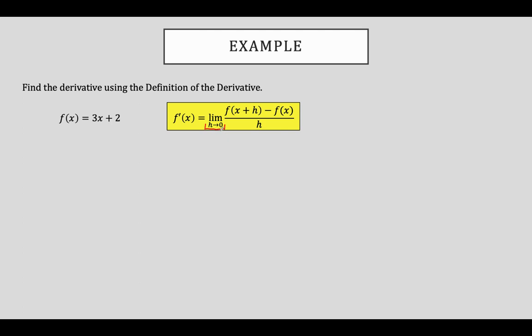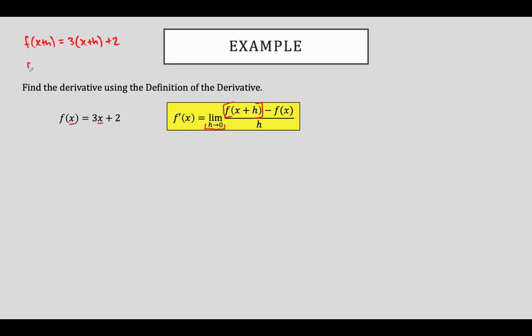We have the limit as h approaches 0 of f of x plus h. Well, what is f of x plus h? Here is my function f of x. If I'm going to evaluate f of x plus h, I replace every single x with an x plus h. Therefore, f of x plus h is going to be equal to 3 times the quantity x plus h, plus 2. Whatever we see inside of these parentheses, we substitute in for x.